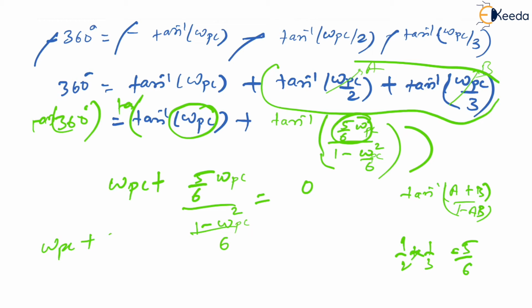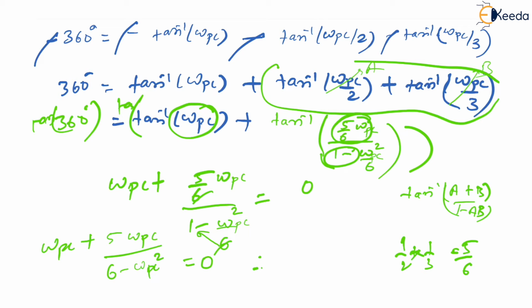Now, if you check out, what do you get? Omega pc plus 5 omega pc upon, what do you get then? Yes, definitely. This is 1 minus omega pc like this. This is separate, right? So this becomes cross multiply here. So you get 6 minus omega pc squared upon 6. So 6 gets cancelled and you get 6 minus omega pc squared, which is equal to 0, right?